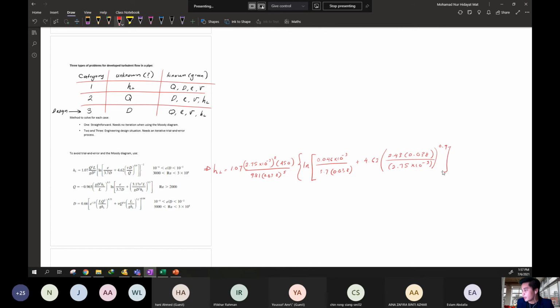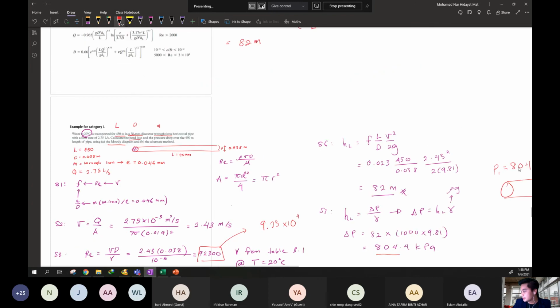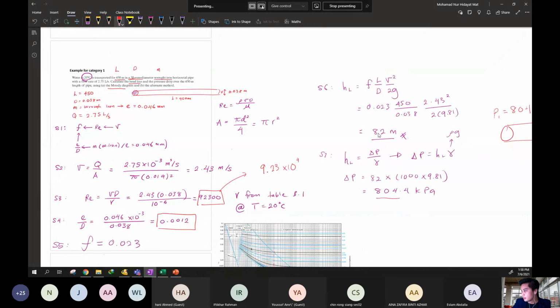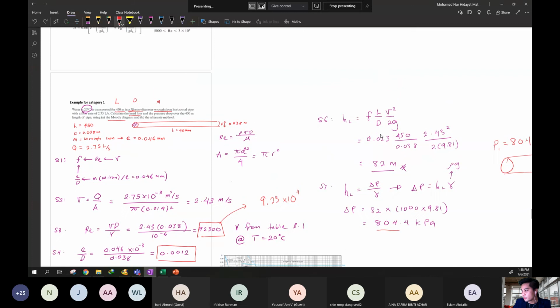Close this one. You need to solve inside first, and then outside you have the power of negative 2. I hope you understand how to solve this one. This is the basics of mathematics: when you have the bracket, solve the bracket first. After that you apply the power of negative 2 and then multiply with this one. Finally, you will get the head loss is 82. Is it the same? You can see 82, the same as we used before with the Moody diagram.